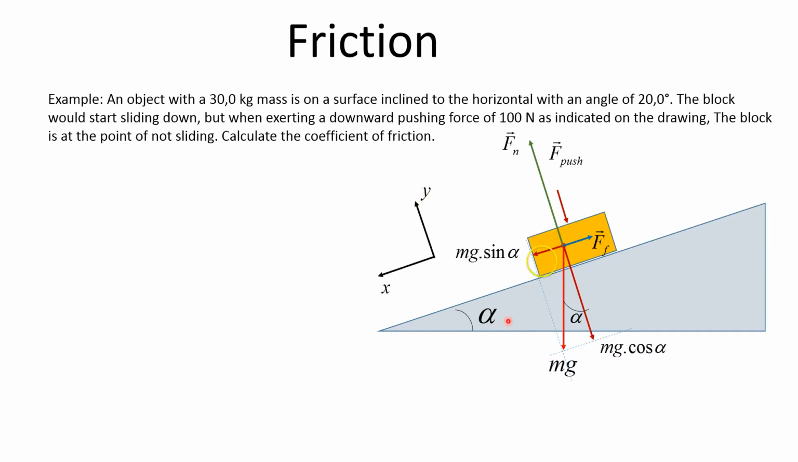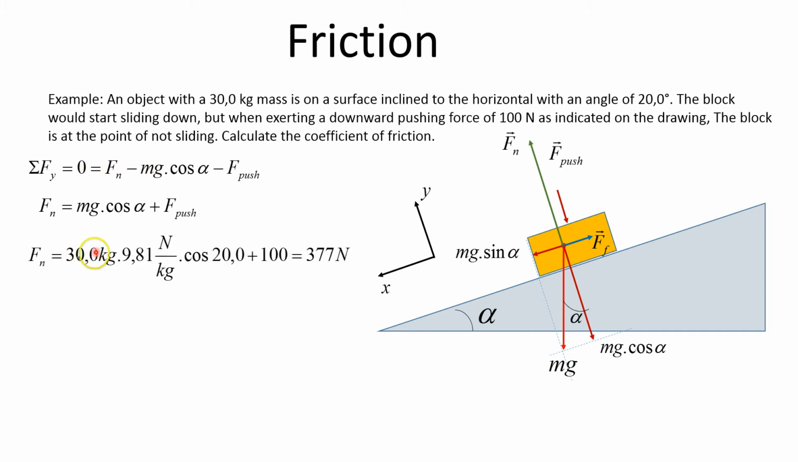Which means again that the forces in the x direction are 0 and the forces in the y direction are 0. So in the y direction we have the normal force minus mg cos alpha, but also minus the pushing force now. The normal force is mg times cosine alpha plus the pushing force. So we bring this to the other side, which means that the normal force is 30 kilograms times 9.81 newton per kilogram times cosine 20 plus 100, which is 377 newtons for Fn.